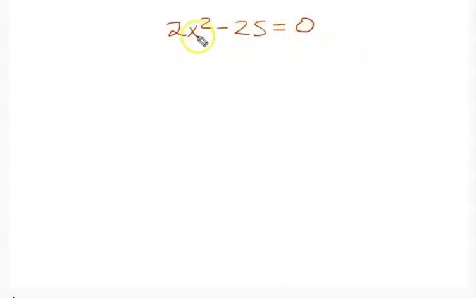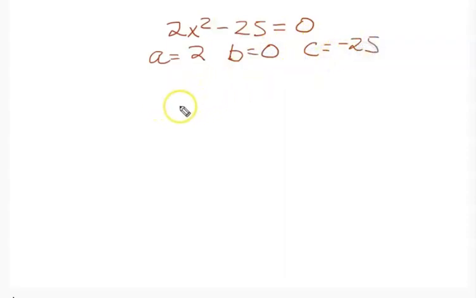Keep in mind we could also have done this by bringing that over, dividing both sides by 2, and using the square root property. But we can also use the quadratic formula. So our a term here is 2. Our b term, you might say, wait a minute, there's no b term. That's right. The b term is 0, and your c term is -25.